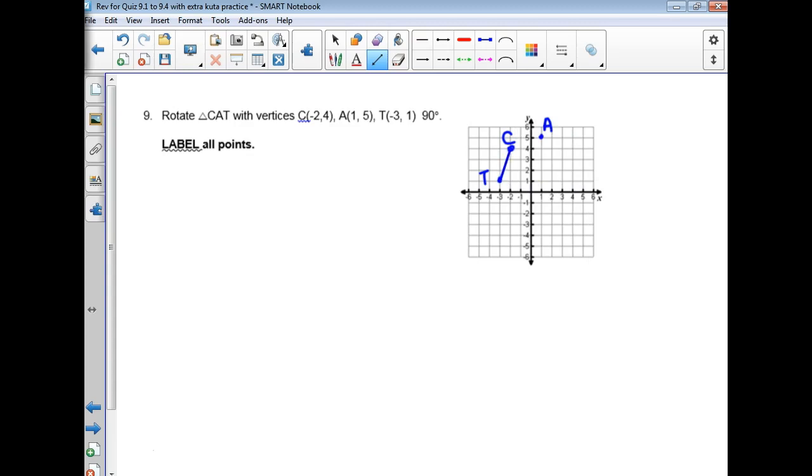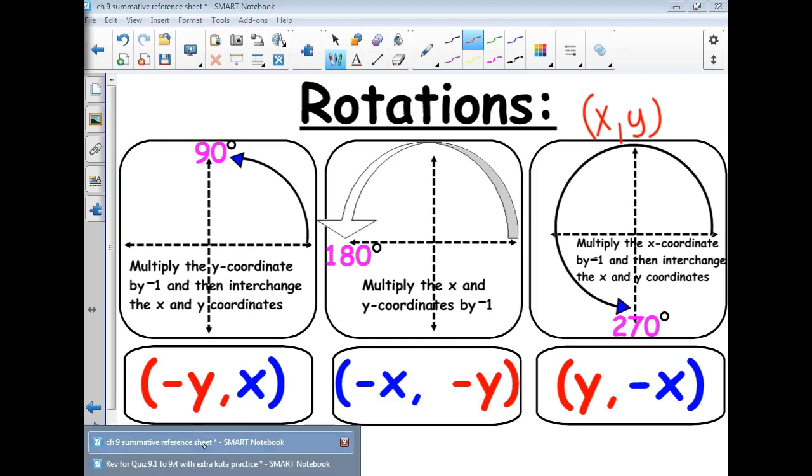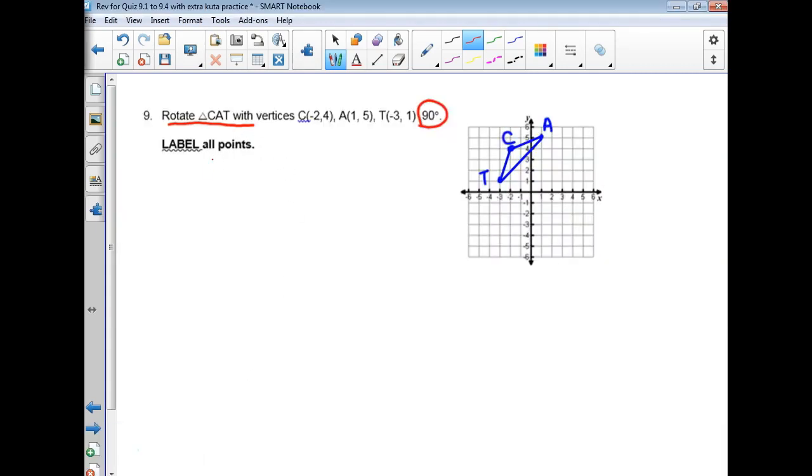Connect your points to make your triangle. The problem says to rotate it, and then we got to find how many degrees. Oh, this one is 90. Looking at your reference sheet again, rotate 90: change sign of Y, switch X and Y. The points (x, y) go to (negative y, x).